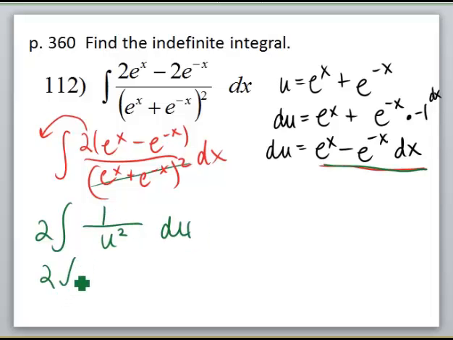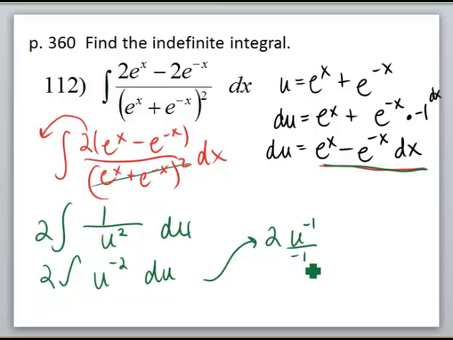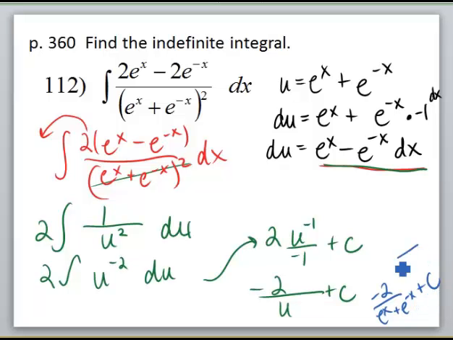So when I integrate this, I'm really integrating u to the negative 2. So I end up getting 2u to the negative 1 over negative 1 plus c. So that's negative 2 over u plus c. And I still need to substitute that back in. So I'm going to see if I can squeeze this in here. So I have negative 2 over u, which is e to the x plus e to the negative x, plus c.